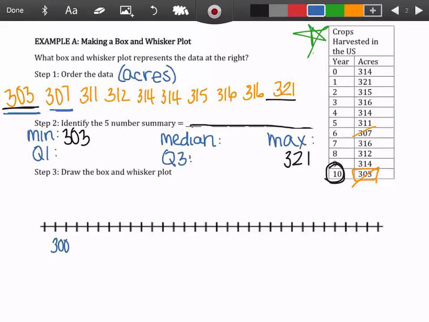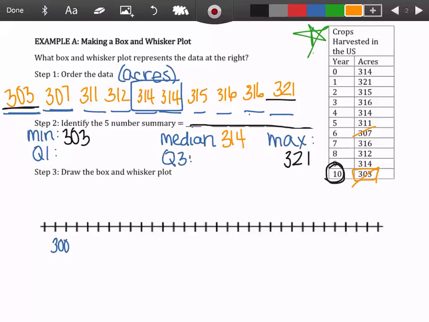So 303, that's 1, 307, and so on: 1, 2, 3, 4, 5. But because we have an even number, we have to count towards the middle from both sides. So 321, that's 1, 2, 3, 4, 5. So 314, the average of 314 plus 314, that's our median. If we take 314 plus 314 and divide it by 2, you will end up with 314. So we're going to write that down right here. 314 is our median.